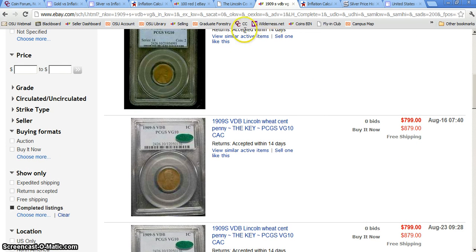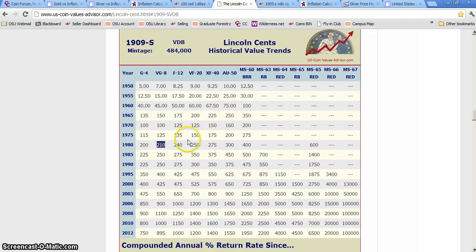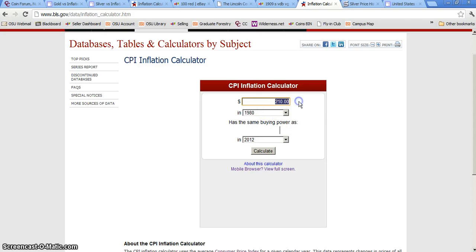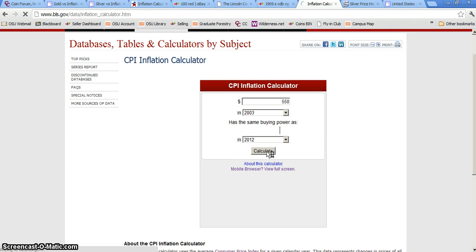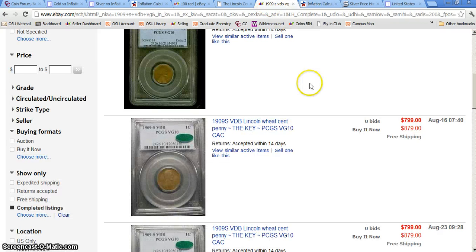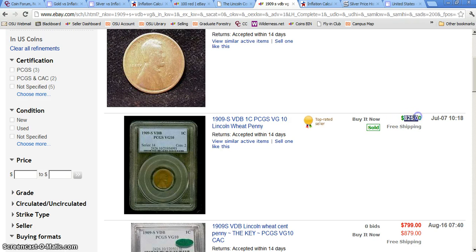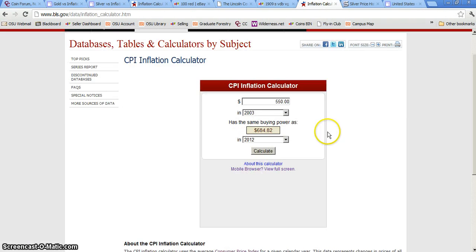Now let's do something a little more interesting. Let's say that you bought this coin in 2003 and you wanted to sell it today. Have you made any money? Yes, it does seem that you would make money if you could sell it in a slab for that price. Very little money though.